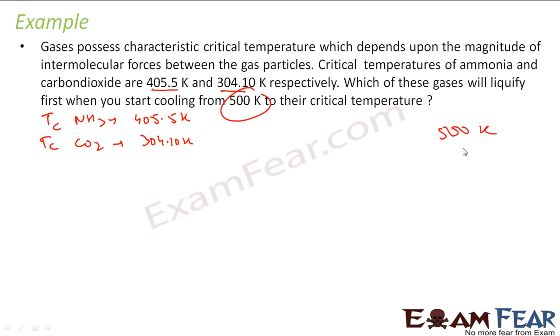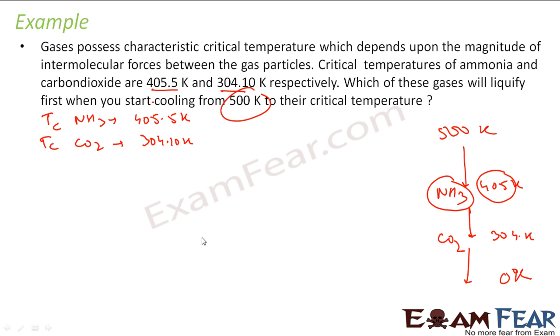So you have 500 Kelvin, you start cooling, the next temperature will come as 405 Kelvin. The next temperature will come as 304. And the next you may get 0 Kelvin. This is how you liquefy. At 405 Kelvin, ammonia is there, and at 304 you have carbon dioxide. So when 405 comes, ammonia will liquefy. But the carbon dioxide is not liquefied yet, because carbon dioxide will liquefy only when the temperature is below 304. So ammonia will liquefy first.